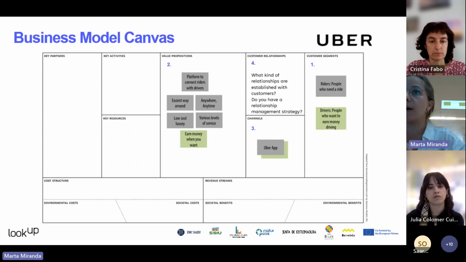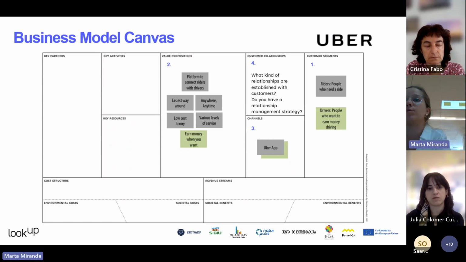Then we're going to talk about the customer relationships. Normally people get confused with this term, but it's very simple. It's what kind of relationship are we going to establish with our customers? We also have to ask ourselves if we have a relationship management strategy. If we don't have it, we should do it. For example, we might have premium or bonus features for regular customers.